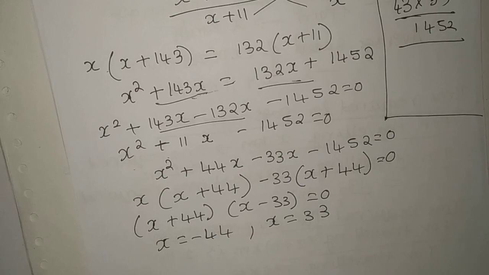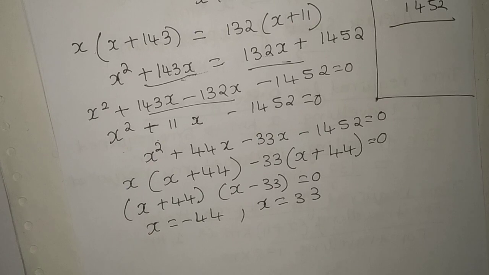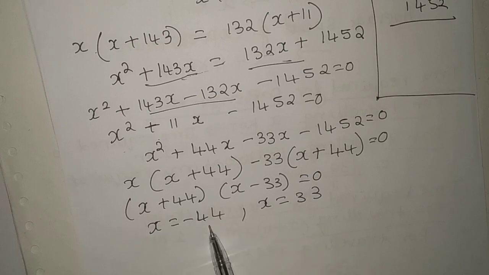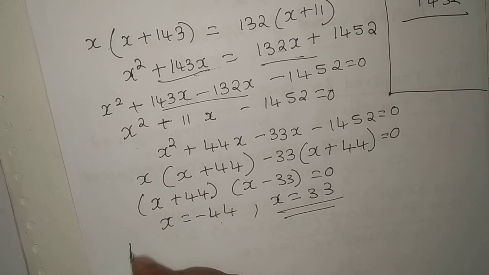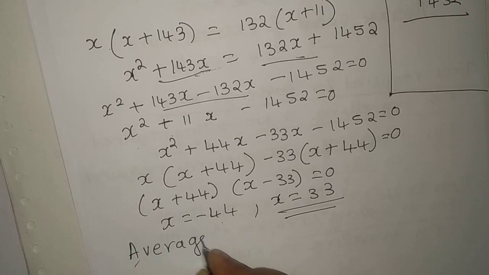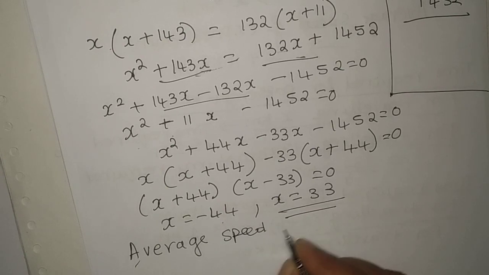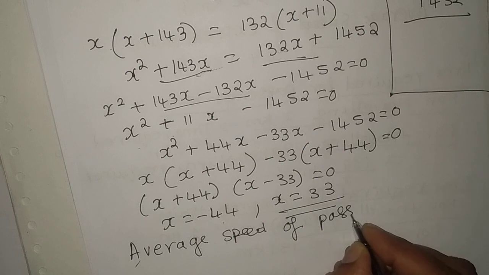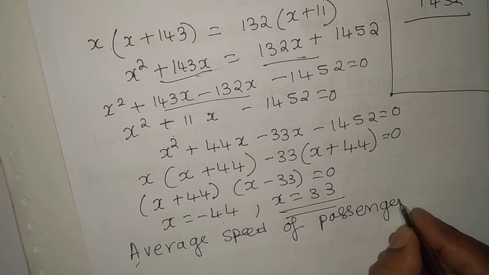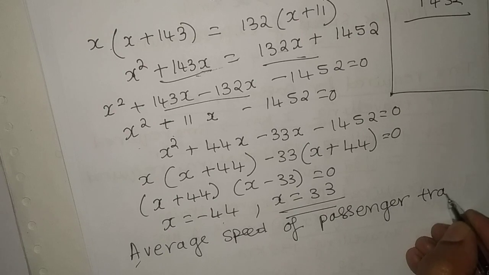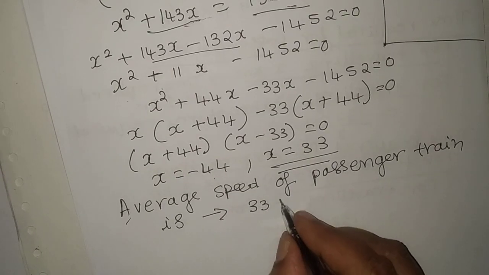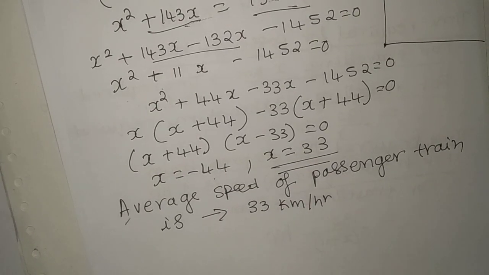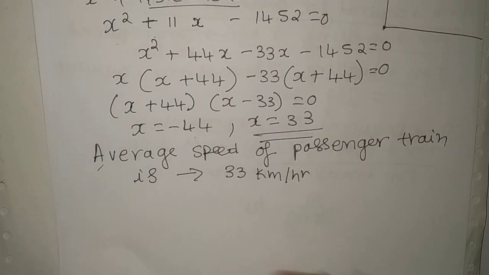So now we have to take the average speed of the train. The speed should always be positive, therefore x is 33. Finally, what is the conclusion? The average speed of the passenger train, since it is x, is 33 kilometers per hour. So this is for the passenger train.